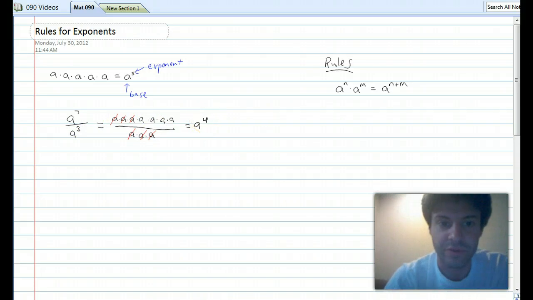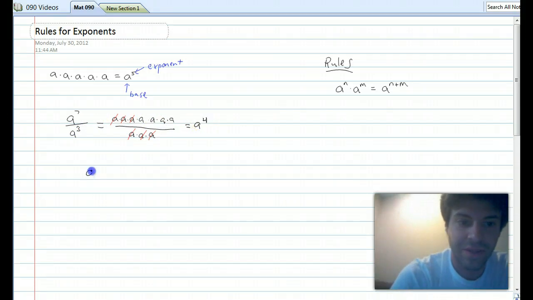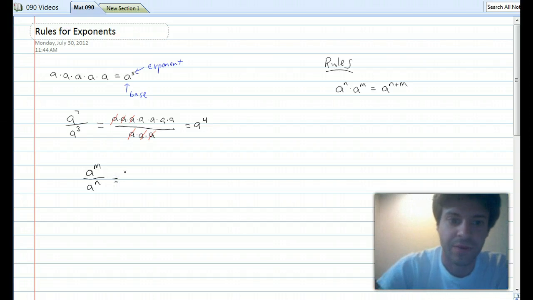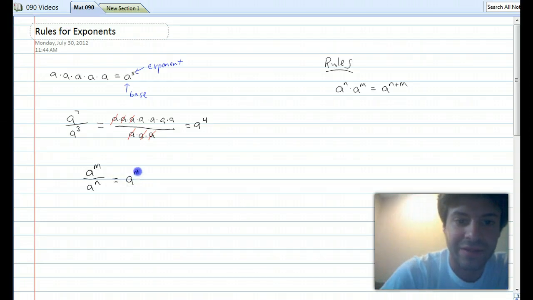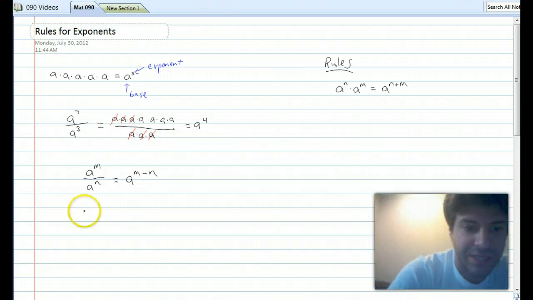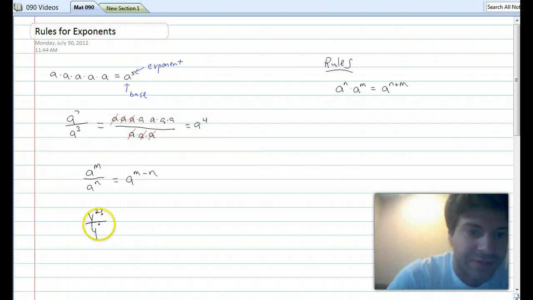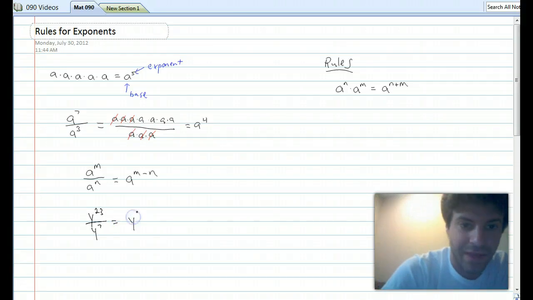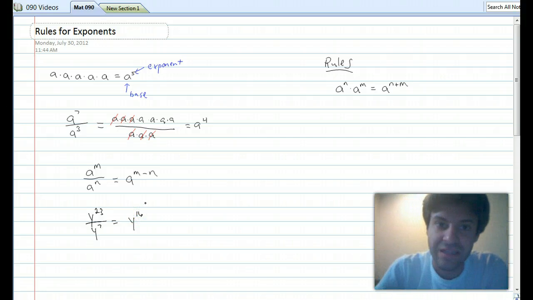So you could do this over and over and over again, and you'd always notice that if you had a to some power divided by a to some other power, you're always going to end up subtracting those 2 powers. You're going to end up getting a to the m minus n power. And that's another one of our general rules. Just as a real quick example, let's say we have y to the 23rd power divided by y to the 7th power. All we have to do to simplify it is to subtract 23 minus 7, and that is y to the 16th power. Alright, let's put that in our list of rules and move on to the next one.